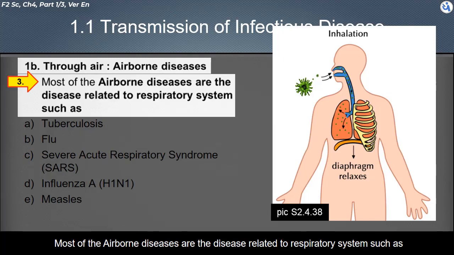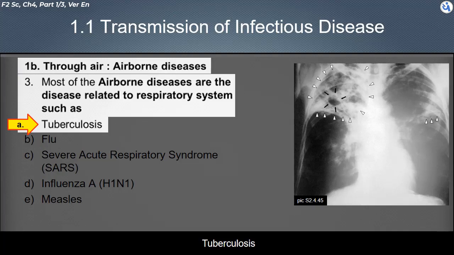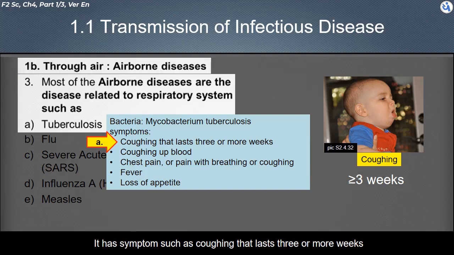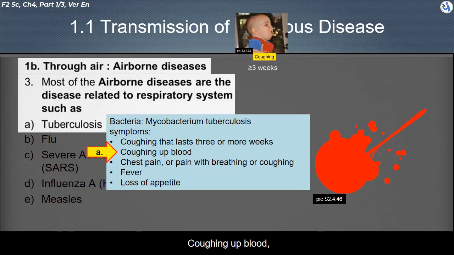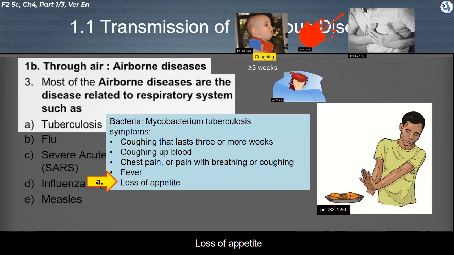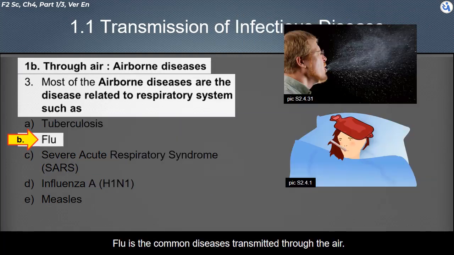Most of the airborne diseases are related to the respiratory system, such as tuberculosis. Tuberculosis, TB, is a disease caused by bacteria called Mycobacterium tuberculosis. It has symptoms such as coughing that lasts 3 or more weeks, coughing up blood, chest pain, or pain with breathing or coughing, fever, and loss of appetite.